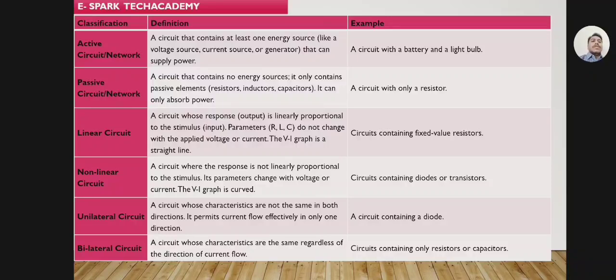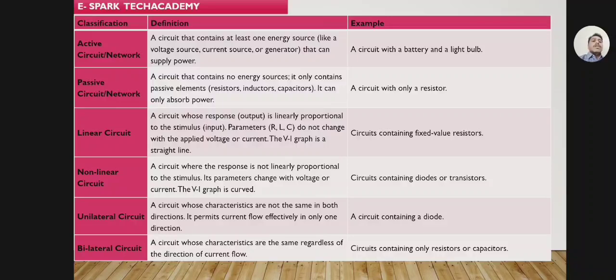A passive circuit contains no energy sources. It contains only passive elements, RLC: resistors, inductors and capacitors. It can only absorb power and cannot generate any kind of power. A linear circuit is a circuit whose response is linearly proportional to input. Output is linearly proportional to input.